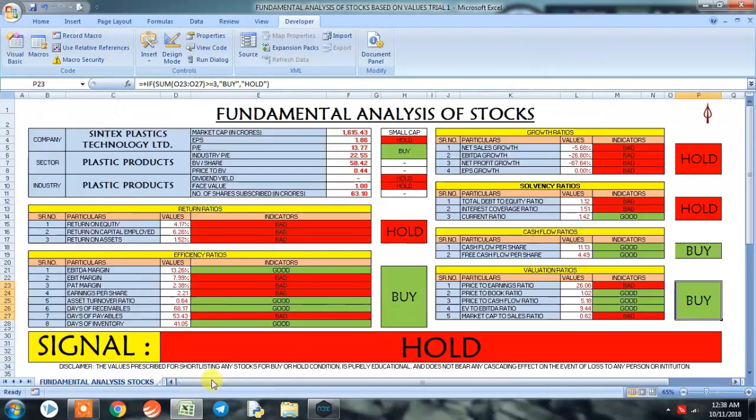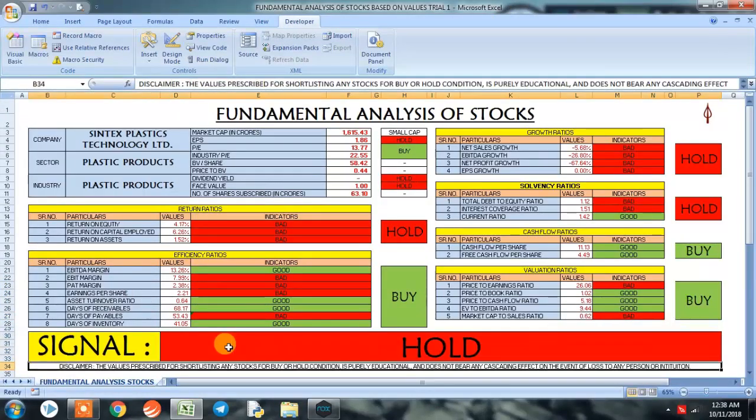Now the program in its entirety has given us a signal to not invest in this company at this point of time.